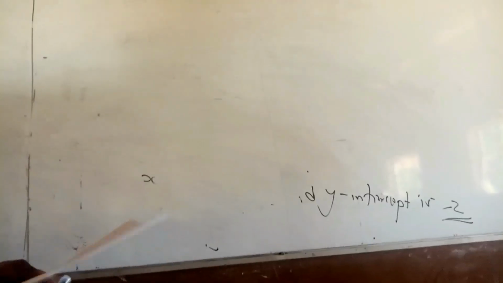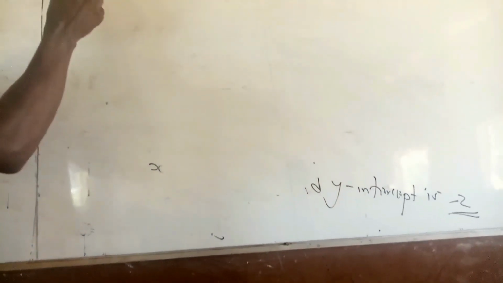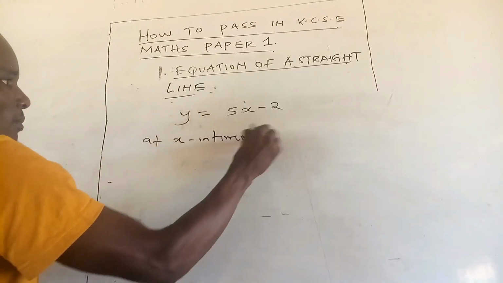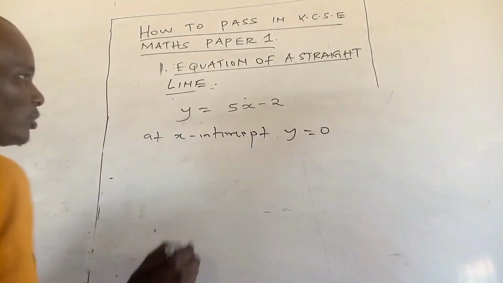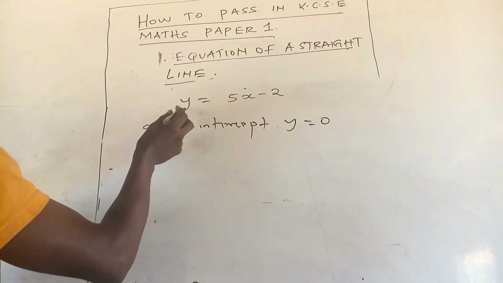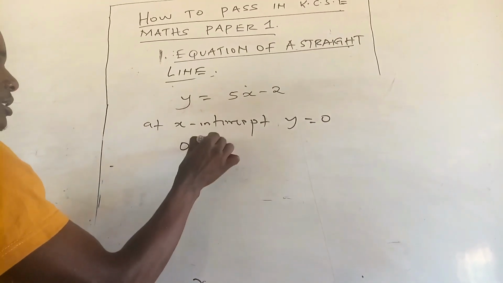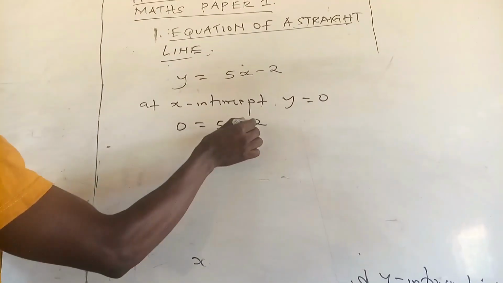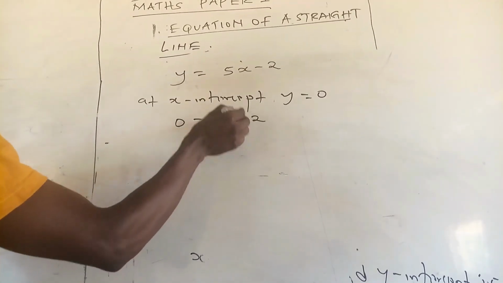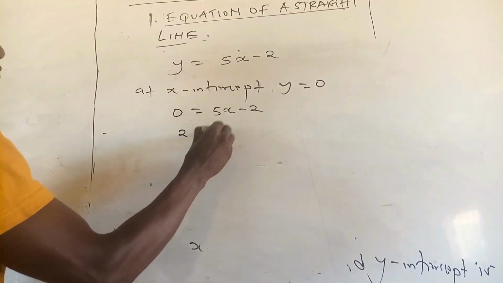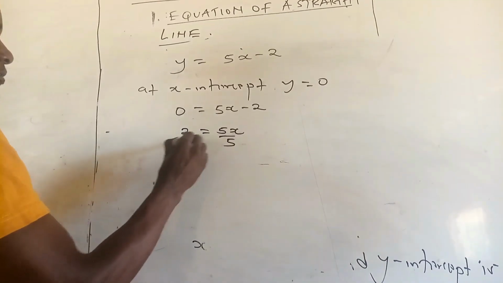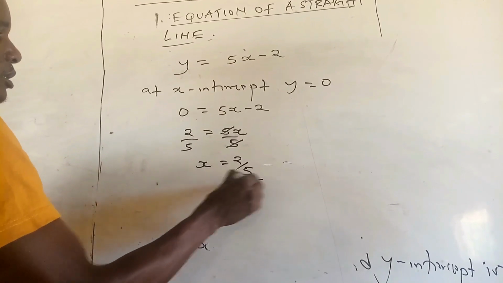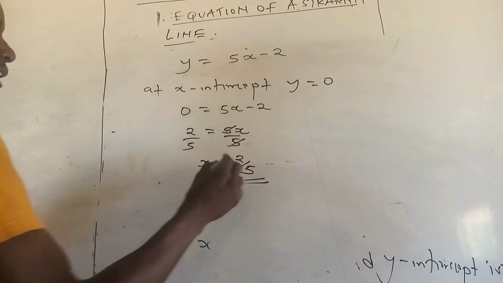We can also say that at the x-intercept, y is equal to 0. So if you set y to be 0, at the x-intercept we'll have 0 is equal to 5x minus 2, which is the same as you bring this to this side, we'll have negative 2, this side becomes positive 2 is equal to 5x, divide both sides by 5. So our x will be 2 over 5. So it means that 2 over 5 will be our x-intercept.